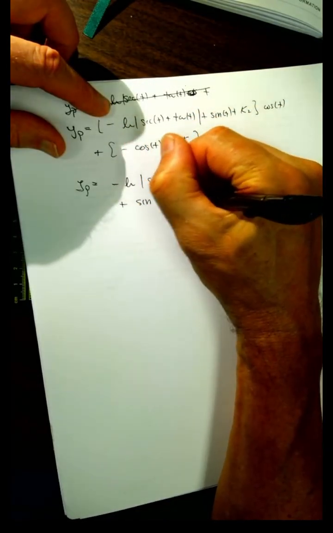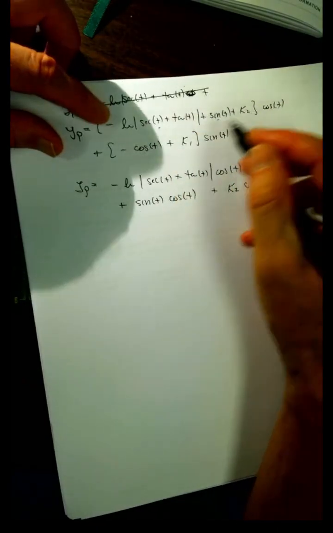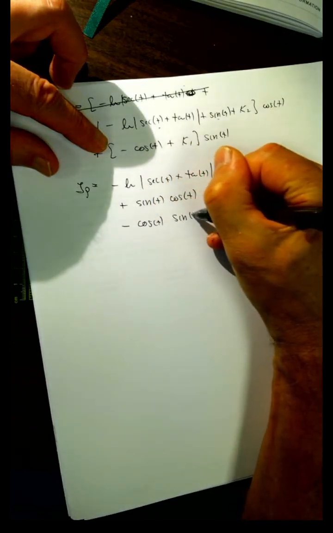And now the reason I'm expanding all this out is I want to show something important, is that now I'm going to have minus log of secant of t plus tangent of t times cosine of t plus sine of t cosine of t plus k2 cosine of t. So that goes that term, that term, that term. And now here I'm going to have minus cosine of t, sine of t, plus k1 sine of t.